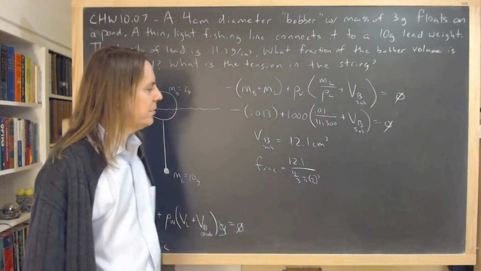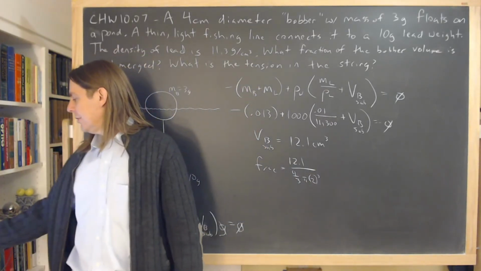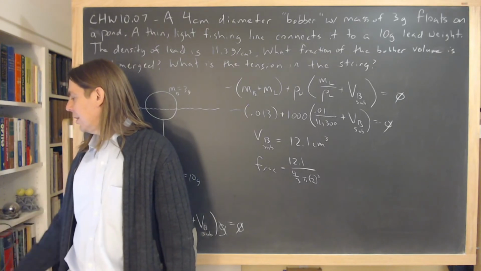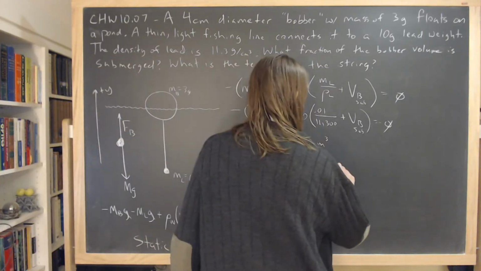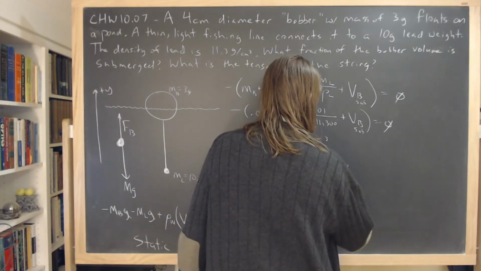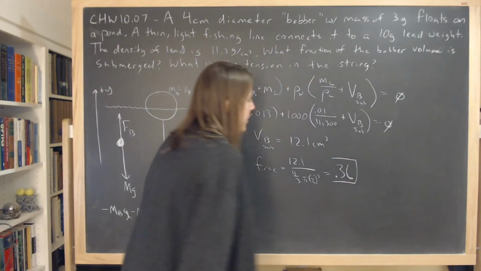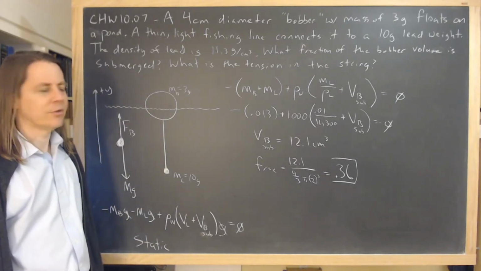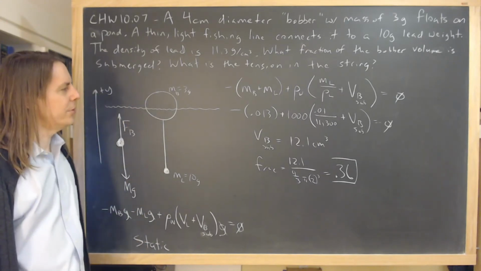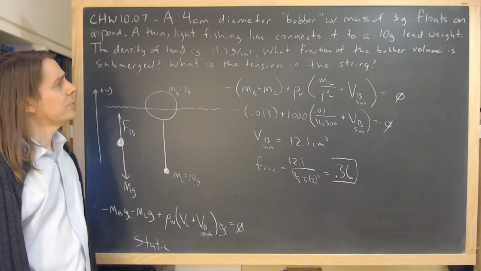Volume of a sphere, 4/3 pi r cubed. So you do that and you get, that's like 33.5, and you get 0.36. Right, so 36% of the bobber's volume is submerged, which is pretty much what I drew there. Okay, so that's the first part.